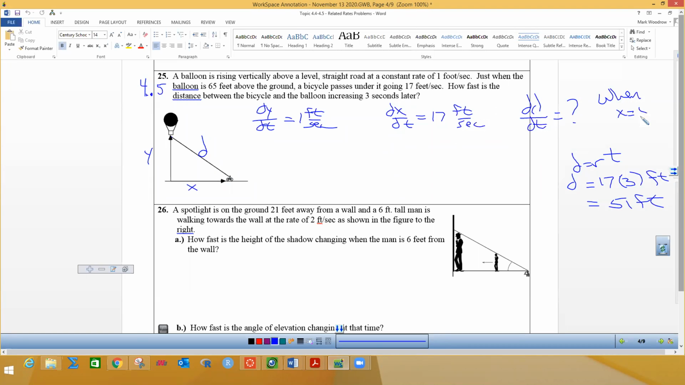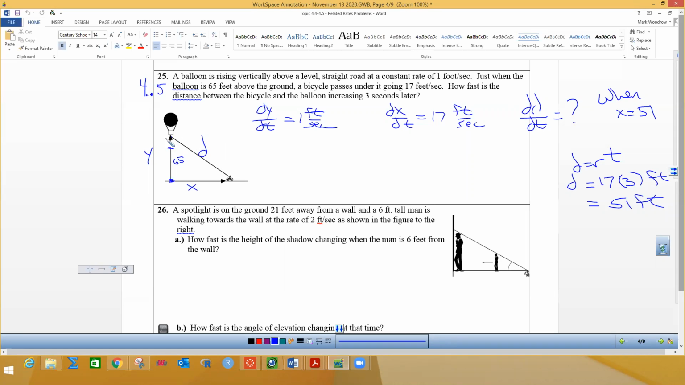x equals 51. Now, not only is the x changing, but the y value is changing. Just when the balloon is 65 feet above the ground, the balloon is like 65 feet right here, and that's when the bike is right here. But 3 seconds later, the balloon's going to be higher because it's still rising. We could use distance equals rate times time again, but I don't even need to calculate that. In 3 seconds, it will be 3 feet higher.